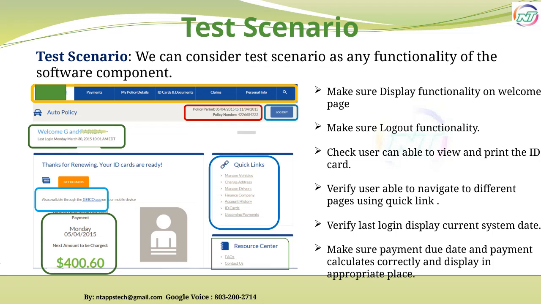The last login information displayed must reflect the current system date to maintain accuracy. Lastly, payment details, including the due date and the calculated payment amount, need to be correct and shown in the right place on the interface. Testing these scenarios thoroughly will help us confirm that the system meets user needs and operates reliably.